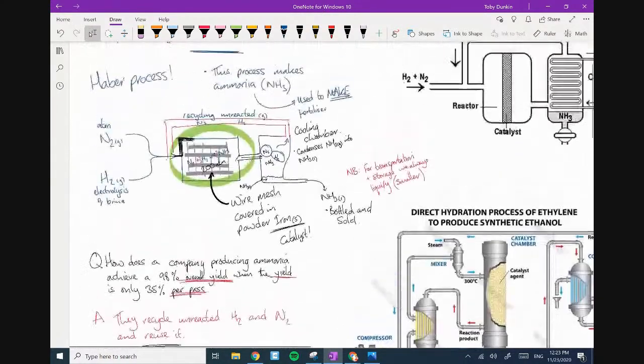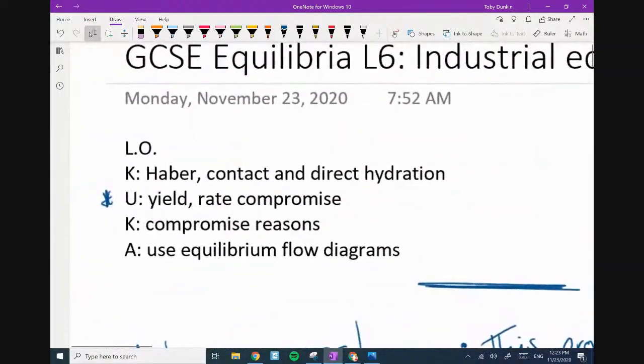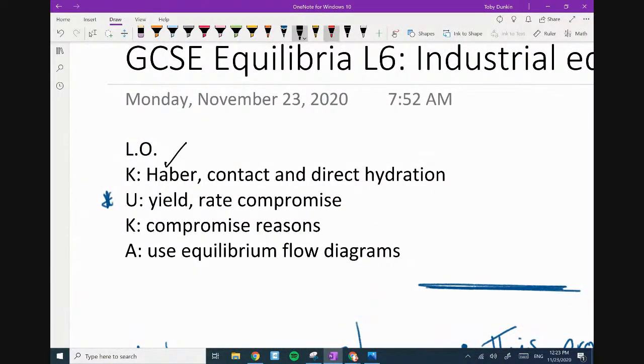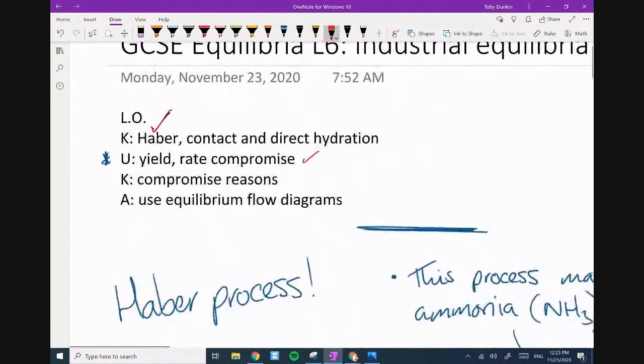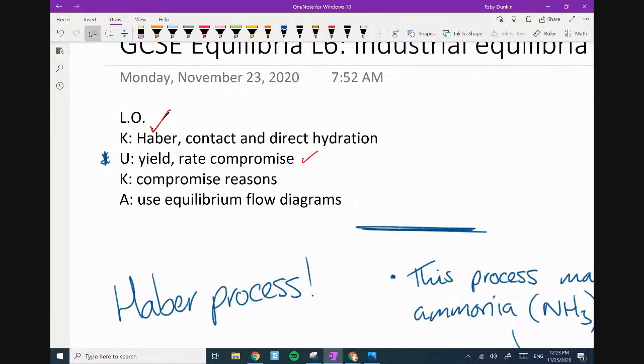Okay, so I'm just going to quickly go up to my learning objectives because I realize I haven't got a long lesson left. So we can tick off the Haber. Tick off Haber. And we can tick off yield rate compromise. We can tick that one off. We've also discussed the reasons behind them. Yeah, we've covered that one as well.